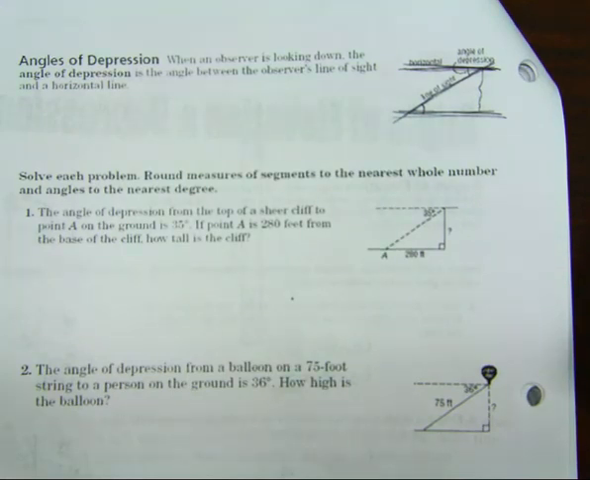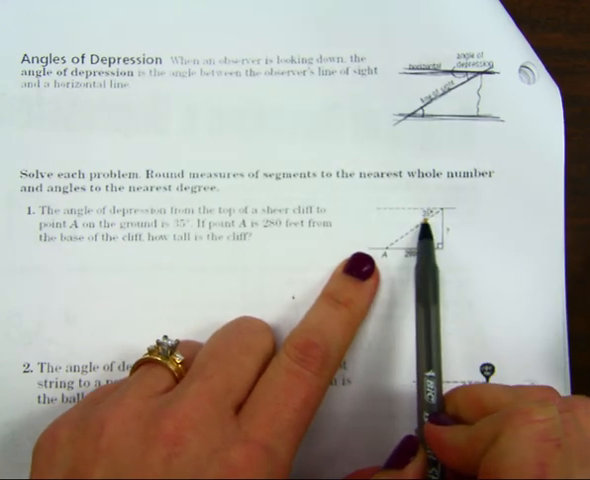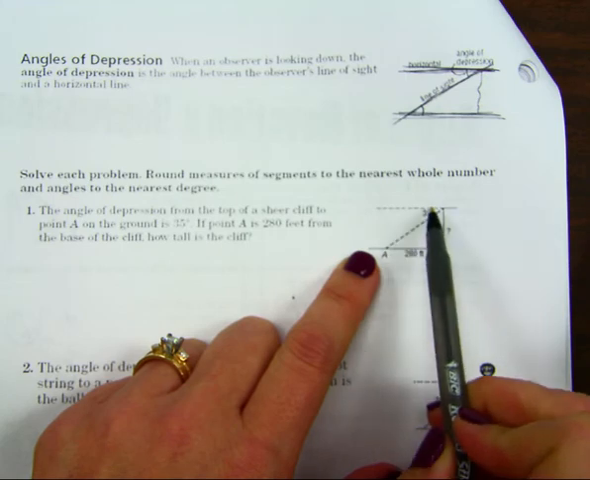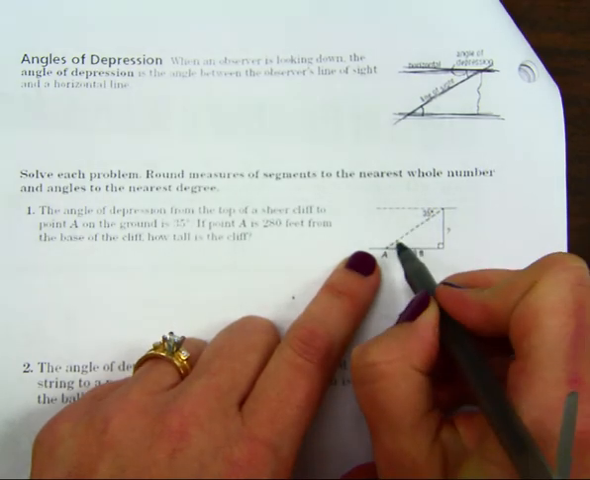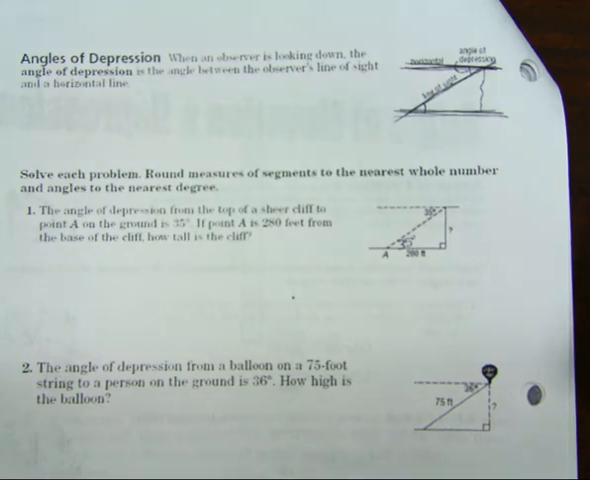All right, so with that in mind, the first problem says the angle of depression from the top of a sheer cliff to point A on the ground is 35 degrees. If point A is 280 feet from the base of the cliff, how tall is the cliff? Well, we could think of this in two ways. I have my angle of depression up here, and so what I want to do is transfer that into my right triangle. So if it's 35 degrees up here, it's also going to be 35 degrees down there because, again, those are alternate interior angles.